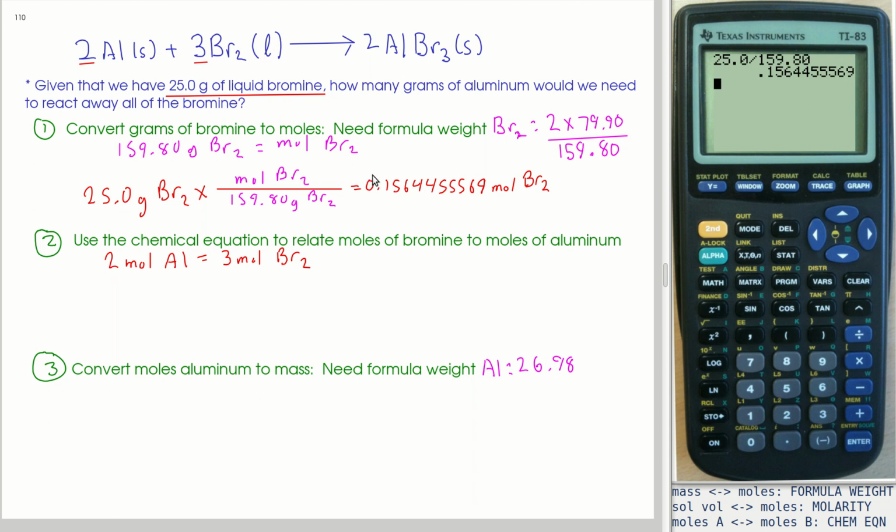So we will copy down our moles of bromine here just to save a little writing, and continue on, times, and a division bar. Now this time we want to get rid of moles of bromine, so take the half of the factor that has moles of bromine, this half, and put it on the bottom. So 3 moles of bromine on the bottom. What they're equal to, 2 moles of aluminum on the top.